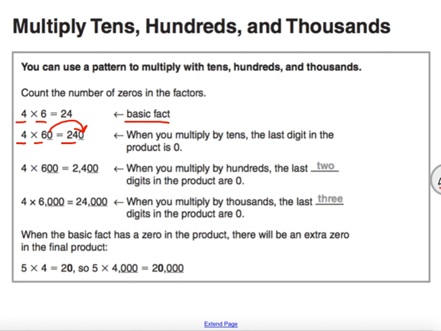Again, extending it even further, we see again 4 times 6 is 24. That doesn't change. What will change is the number of zeros that will be in your product. Since I'm looking at the two factors, 4 and 600, 600 has 2 zeros. So we're going to take those 2 zeros, and they come at the end to make the product of 2,400.